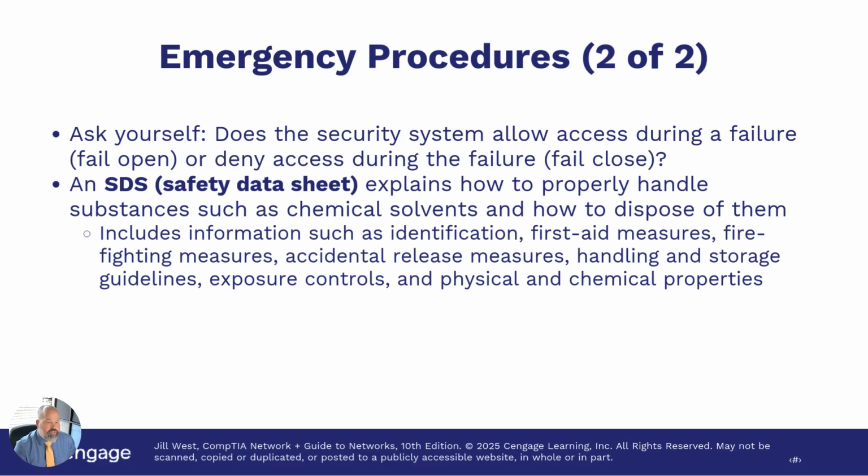You'll also need to plan for security system behavior during failures, because there will be failures. There's two types of failures. There's a fail open failure where the system allows access during a failure, and then there's a fail close failure where the system denies access during a failure. A safety data sheet, often abbreviated as SDS, explains how to handle hazardous substances like solvents, including first aid, storage, and disposal.